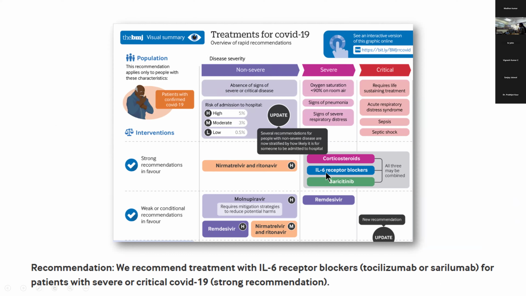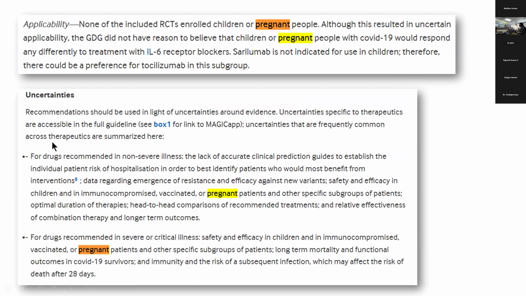If you see, IL-6 receptor blockers are strongly recommended in severe and critical illness. But this is the general population and not pregnant women. At the top of their guidelines, they have actually told uncertainties are present, that in immunocompromised, in children, in pregnant patients, the evidence is uncertain. But in this particular recommendation, what they've written is, none of the included RCTs enroll children or pregnant people.